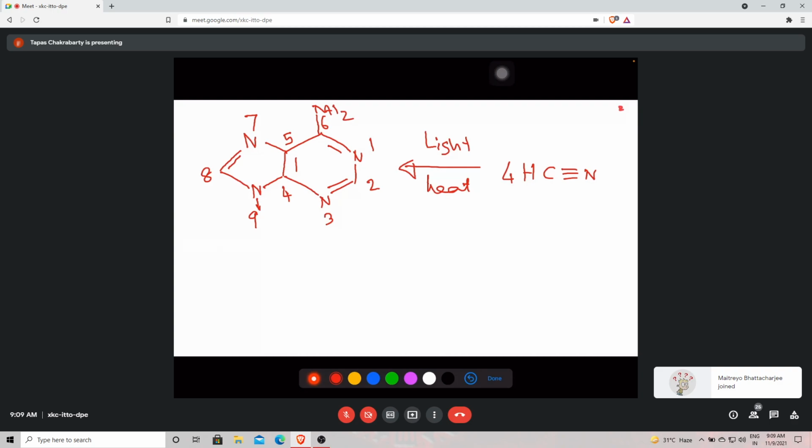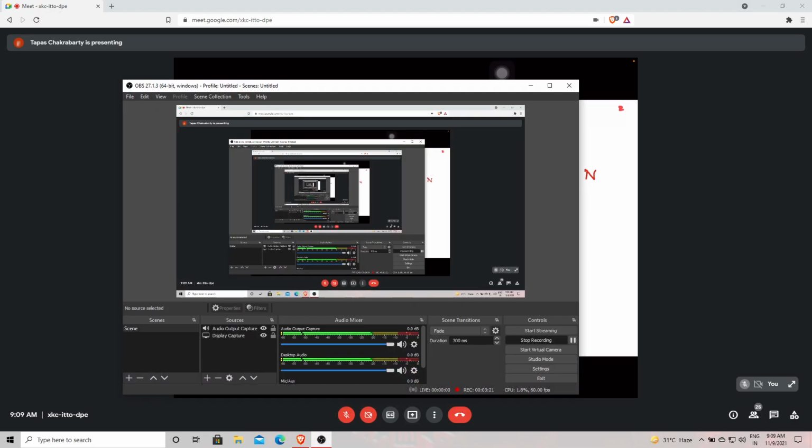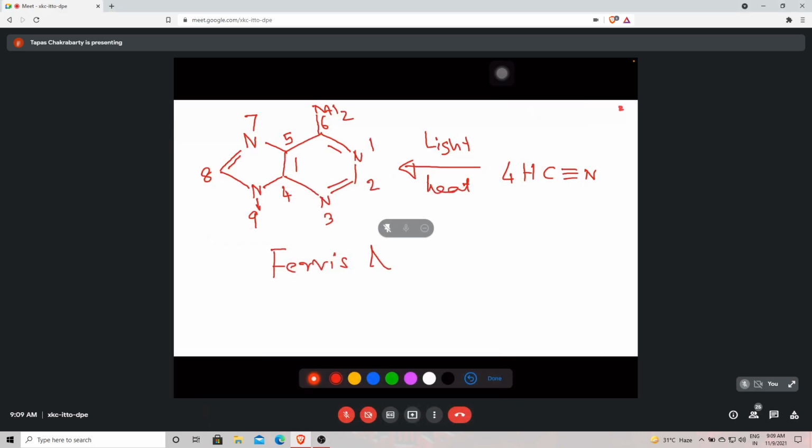Now what I tried to say is that hydrogen cyanide at room temperature is actually a gaseous compound. But if you take a concentrated aqueous solution of it, then this polymerization can be observed in the presence of light. The two scientists at that time were James Ferris and Orgel. Ferris and Orgel.